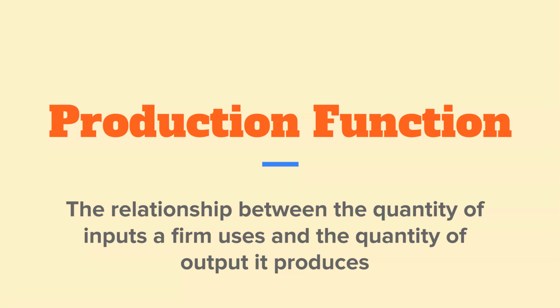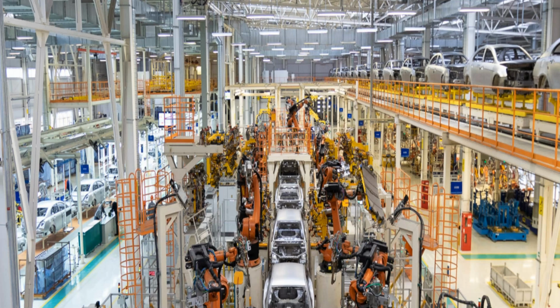We start by looking at the production function. This is the relationship between the inputs that a firm uses, how many of those, and the outputs that it is going to produce. So what inputs are you putting in terms of what you're creating, and what's the output? What's the production function? Think of it like an assembly line.